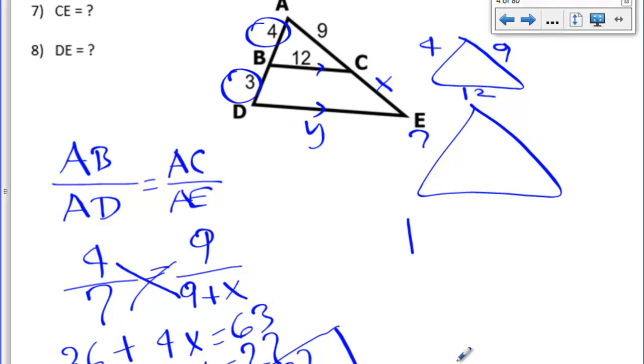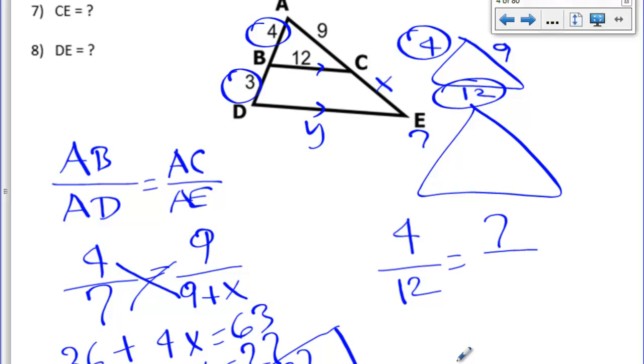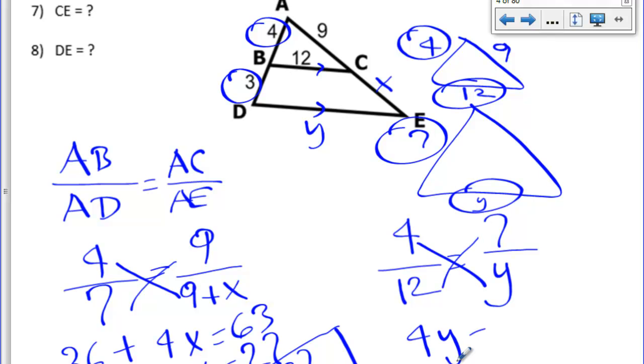So I can set up a proportion: 4 over 12, that's using the leg and the base of the smaller triangle, equals 7 over y, the leg and the base of the larger triangle. Cross multiply, we get 4y equals 84. Divide by 4, and you get y equals 21.